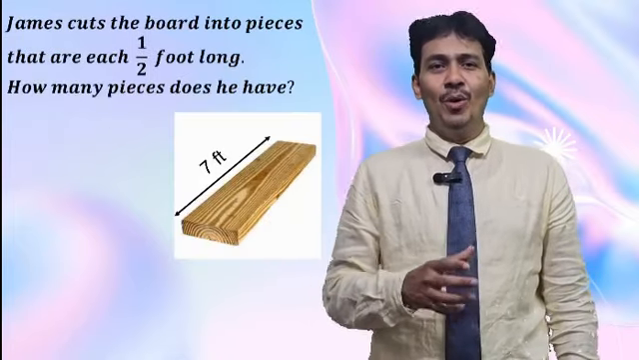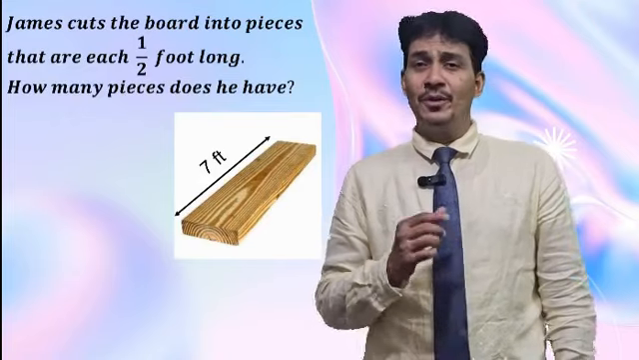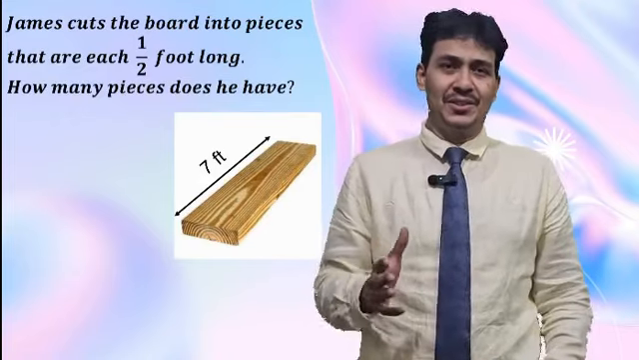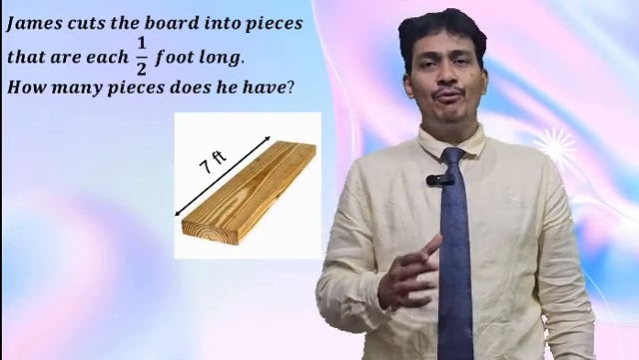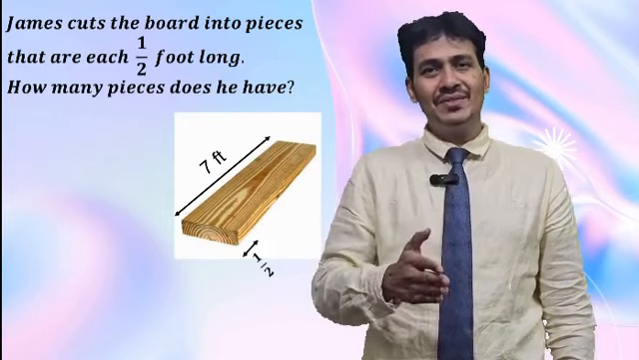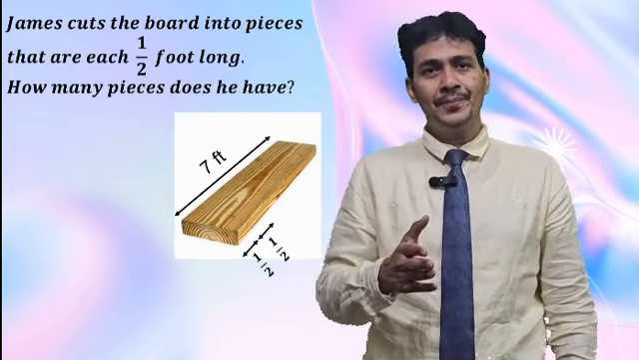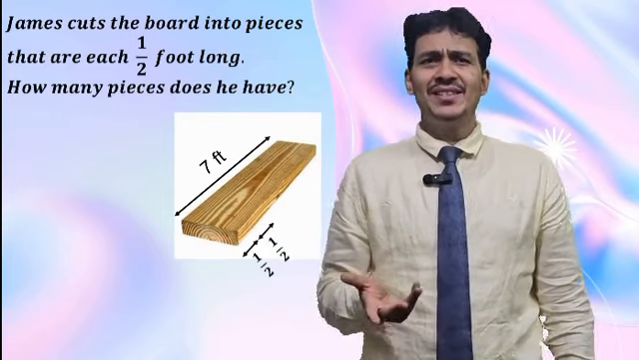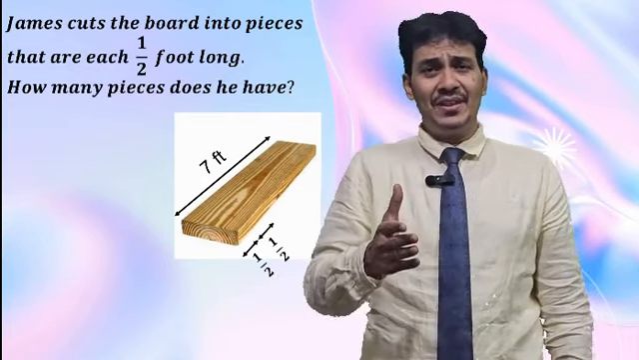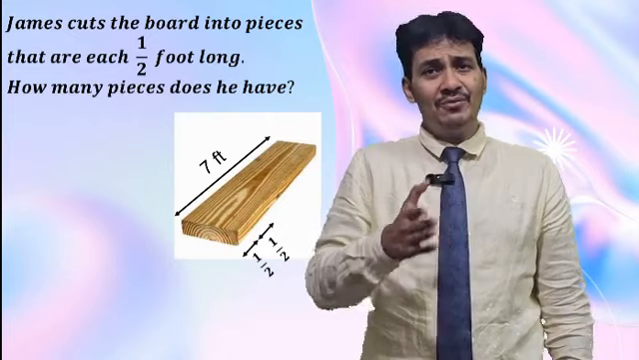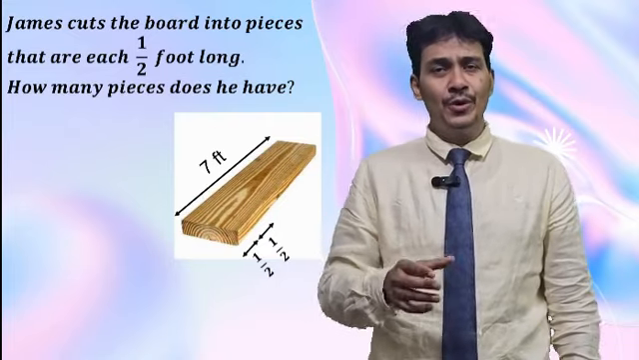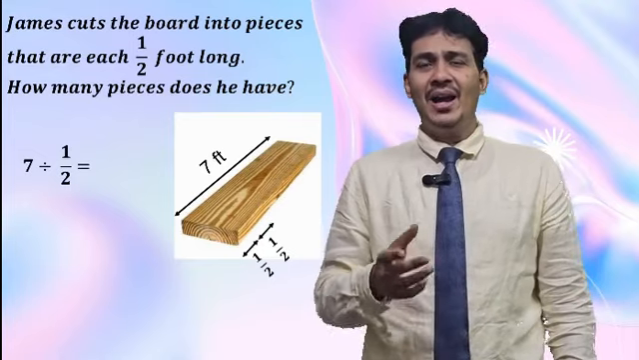James cuts the board. As you can see, there is a wooden board which is 7 feet long. He cuts this board into pieces that are 1/2 foot long, something like this. How many pieces does he have in all? Again, we have to divide this 7 feet into 1/2 foot separate logs of wood. So 7 divided by 1/2.